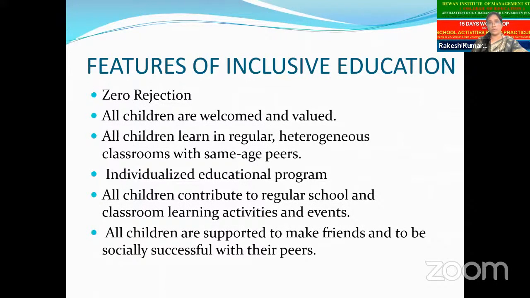The next is all children are welcomed and valued. In inclusive education, education should be given to all students without any discrimination. And the next is all children in a regular heterogeneous classroom with the same age peers. It means all children can learn in the same classroom with the same age peers. And it is the individualized educational program.